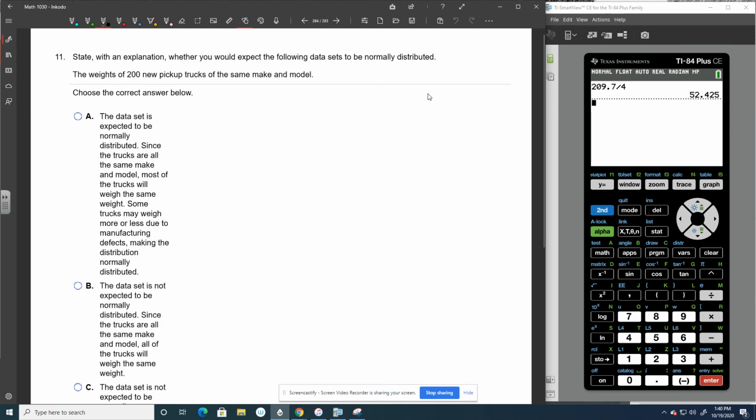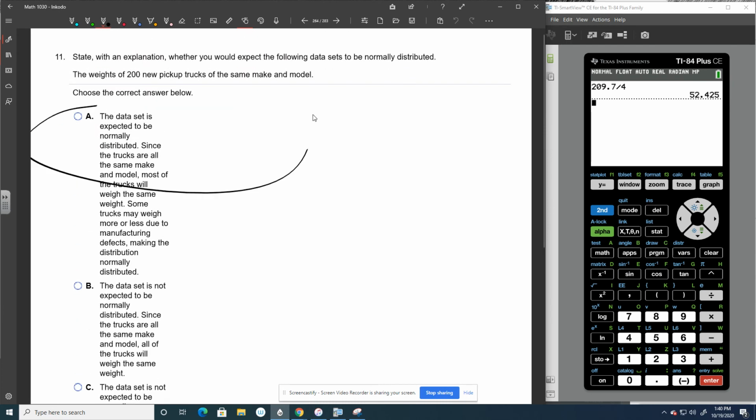Okay, 11. State with an explanation whether you would expect the following data sets to be normal. So the weight of 200 new pickup trucks. Well, I would expect that to be normal. They're all getting manufactured together. If they have a defect, it might cause one truck to be a little bit lighter or a little bit heavier than another. So the data set is expected to be normal since the trucks are all the same make and model. They may weigh a little more or less due to a manufacturer defect, making it a normal distribution.